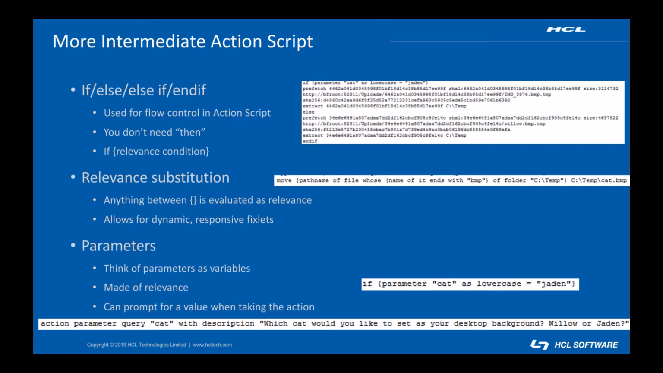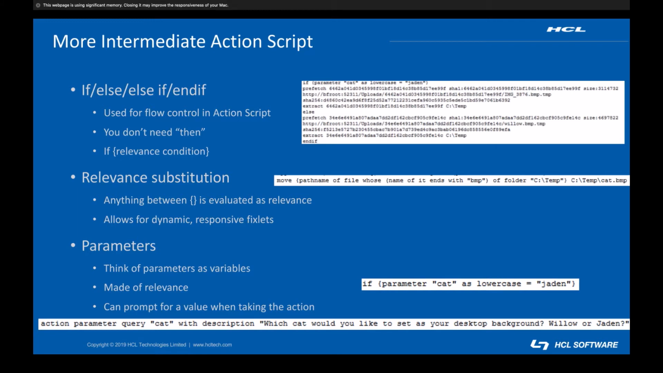ActionScript has support for very basic flow control. You can specify what should be done if a certain condition exists, and specify an else statement for what to do if that condition's not met. Unlike relevance, you don't need to use the then operator for something to happen. Just make sure you end your if statements with end if.